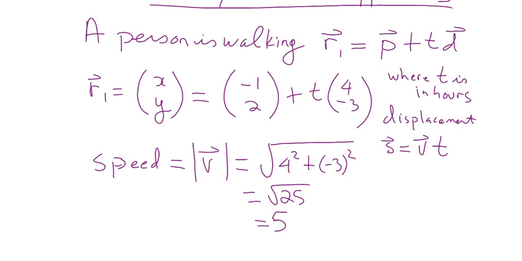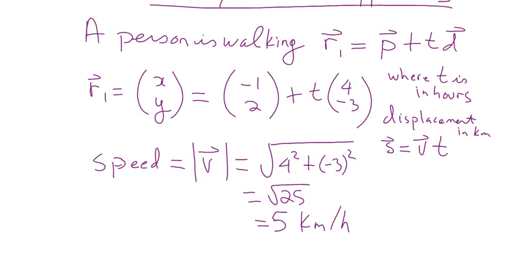And what is the speed likely measured in? Oh wait, I should say displacement in kilometers, let's say. In kilometers. So then the speed is in kilometers per hour. Okay? So if you have a velocity vector, you can work out the speed at which it's moving. You can work out the displacement, right, by multiplying by time to see how far it has gone.